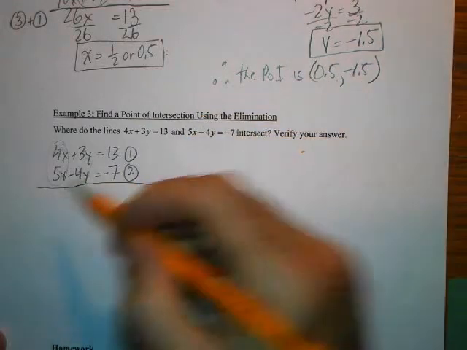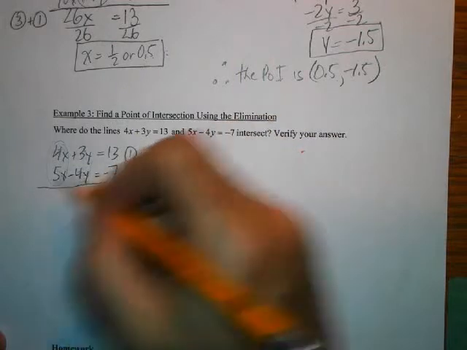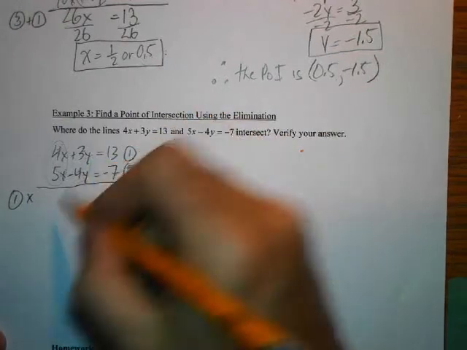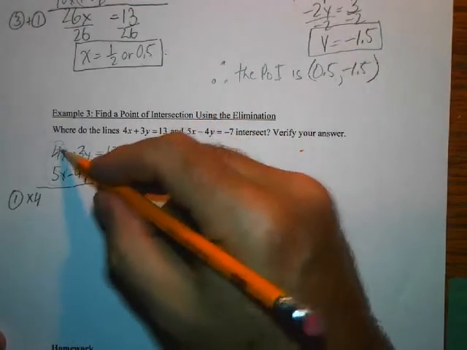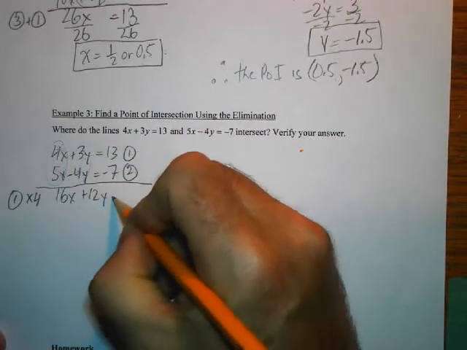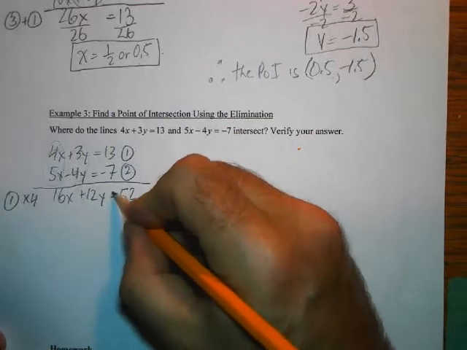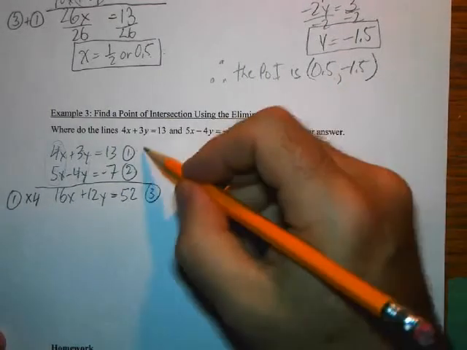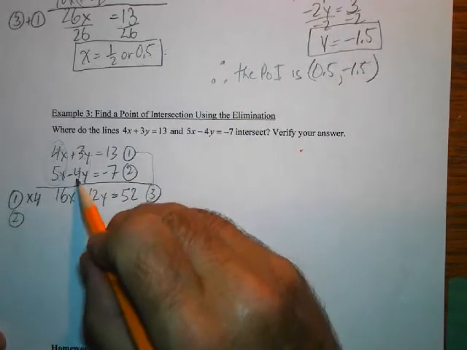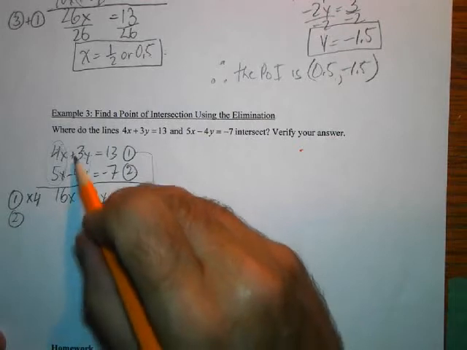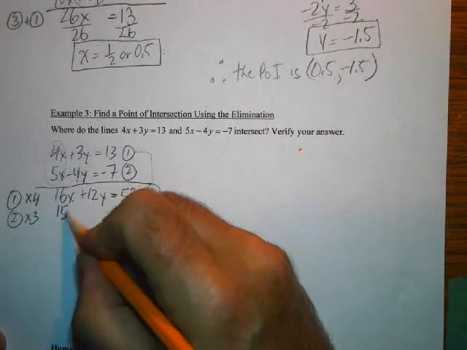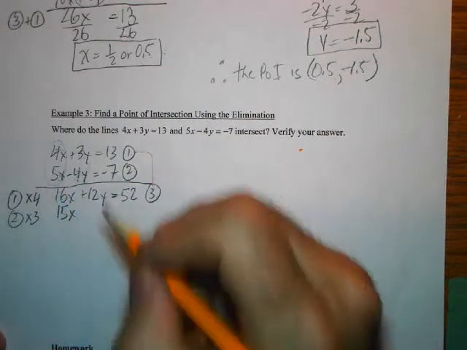Okay, so I'm going to say equation 1, multiplying that by 4. When I multiply each of these by 4, I get 16x plus 12y equals 52. That's equation 3, which came from 1, obviously. And then equation 2, I already said I'm going to multiply that by 3 to make them the same number here. So equation 2 multiplied by 3, don't forget, everything gets multiplied by 3, all the numbers.